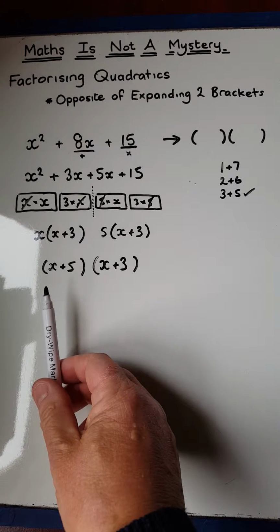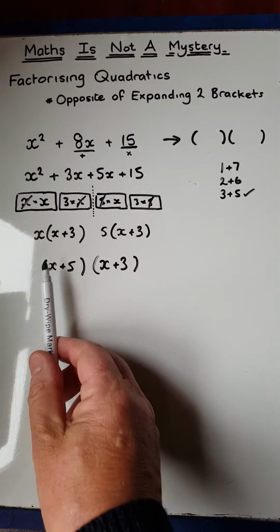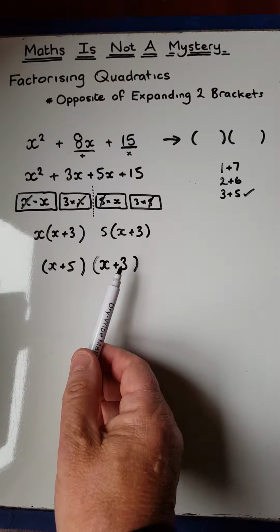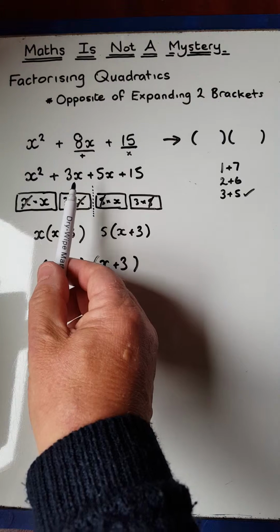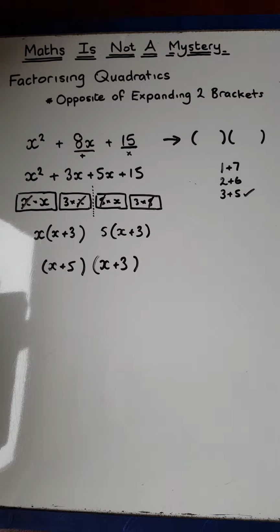Now, you could re-expand this. You can do that in your own time if you want to. You know, x times x makes x squared. X times 3 makes 3x. And so on. Keep expanding it, and you'll go back eventually to the original question. Okay, so that is how you do a quadratic factorisation. We need to do a couple more because you need the practice. So we'll take another one.